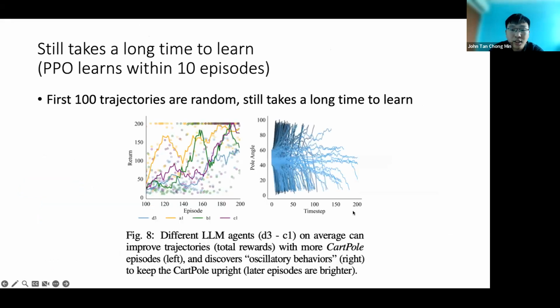So this is the result that was shown last week. This is basically saying that it takes very long for the sequence model to learn to reach a return of 200, which is surviving for 200 time steps, the maximum for CartPole-v0. You can see that even for the largest model, it takes about 90 episodes, because the first 100 are random for exploration. It still takes about 90 episodes to learn, and PPO can learn within 10 episodes. So it's very inferior to current reinforcement learning architectures.